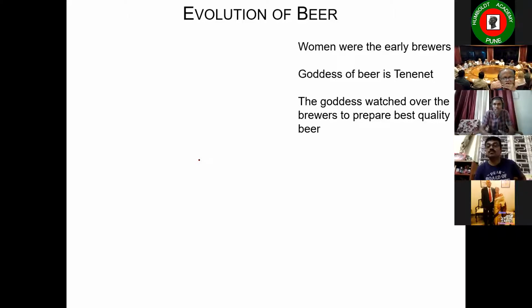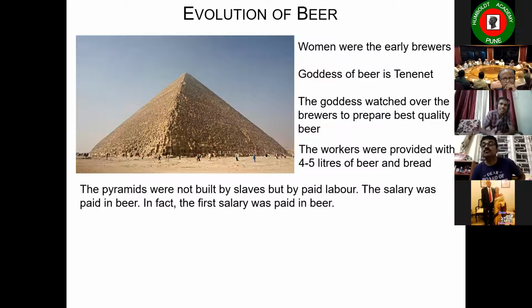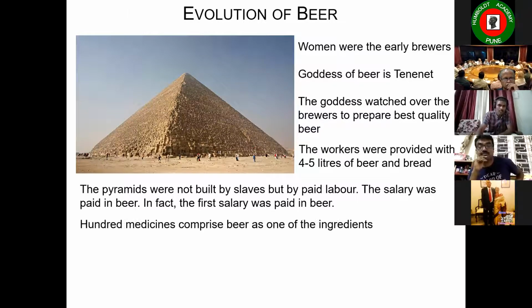It was brewers, right? So the pyramid builders were supplied 4 to 5 liters of beer and bread. It turned out that that's their salary. So the pyramids were not built by slaves. It was built by paid labor, and the payment was in beer. At that point, beer was considered to be the first salary.